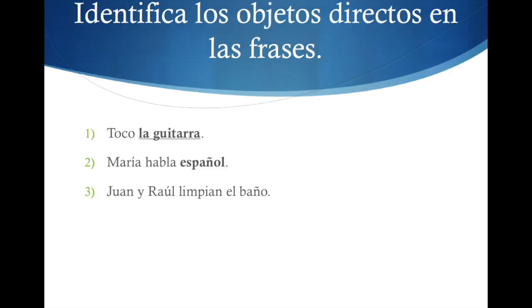Número 3. Juan y Raúl limpian el baño. ¿Qué limpian? El baño. Número 4. Nosotros preparamos la comida. ¿Qué preparamos? La comida. So you see from these examples, the words in bold are the direct objects.